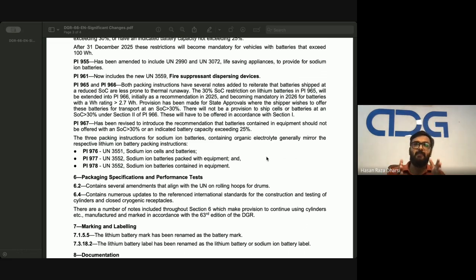Before, sodium ion battery was not part of our battery section, and it was part of the impending changes in the amendment of section H. And before, the UN number and packing instructions were not clear. In this significant changes and amendment document, it is already clarified that the packing instruction for sodium ion, the UN number, and the proper shipping name, all three things have been predefined here.